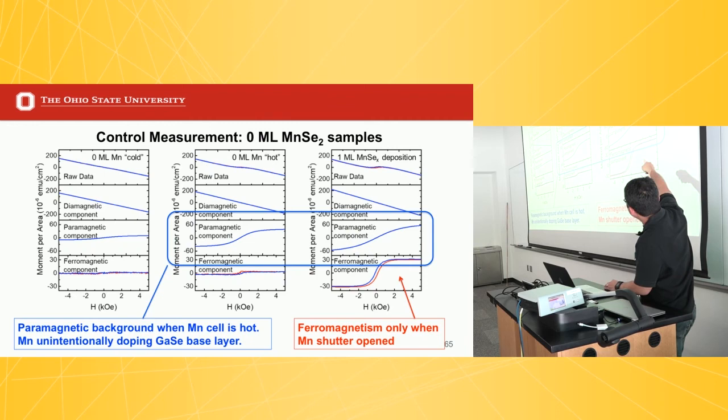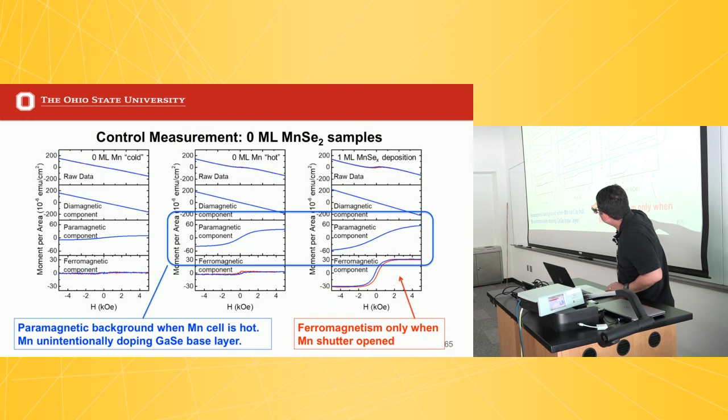And then the other thing is, in addition to this diamagnetic, you have a paramagnetic component. You can see the paramagnetic component, whether you open it or not, is pretty similar and a substantial amount of paramagnetism. My guess is that it's coming from the base layer of gallium selenide. Maybe there's some dilute manganese inside there. But if you have the manganese cold, then you have a much smaller paramagnetic component. So this is probably what's going on.